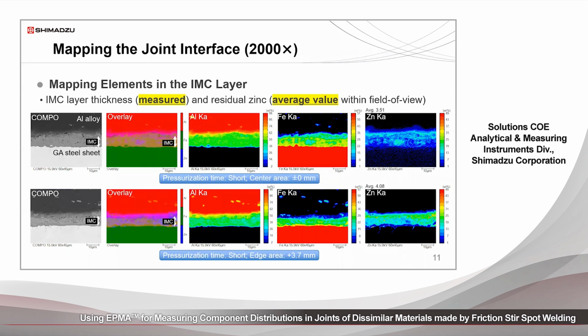The following is a mapping of the joint interface using the WDS spectrometers on the EPMA at a medium magnification of 2000x. This is for only the short pressurization time and not the long. The leftmost image is the compo image, followed by an overlay of 3 different elements: aluminum, iron, zinc. In the middle is the intermetallic compound layer. To the right are the aluminum K-alpha map, iron K-alpha map, and zinc K-alpha map.